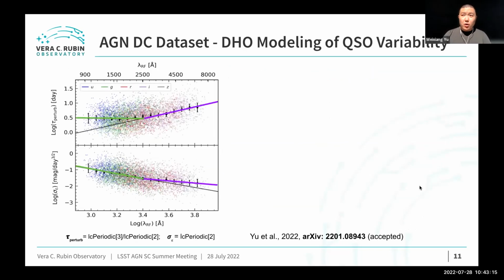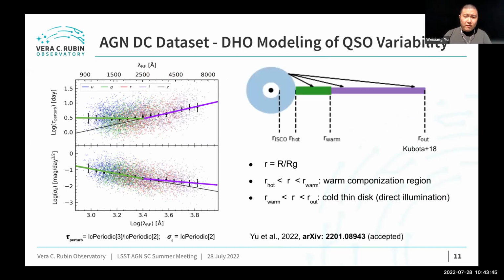I'd like to note one interesting observation that we have made from this modeling work. That is, we find the perturbation parameters used in the right-hand side of the differential equation follow a power-law relationship with rest-frame wavelengths, with a break occurring at roughly 2,500 angstrom. That indicates that the quasars that are best fit by this DHO model might have a two-component accretion disk. The right-hand side figure gives a schematic view of such a two-component accretion disk.